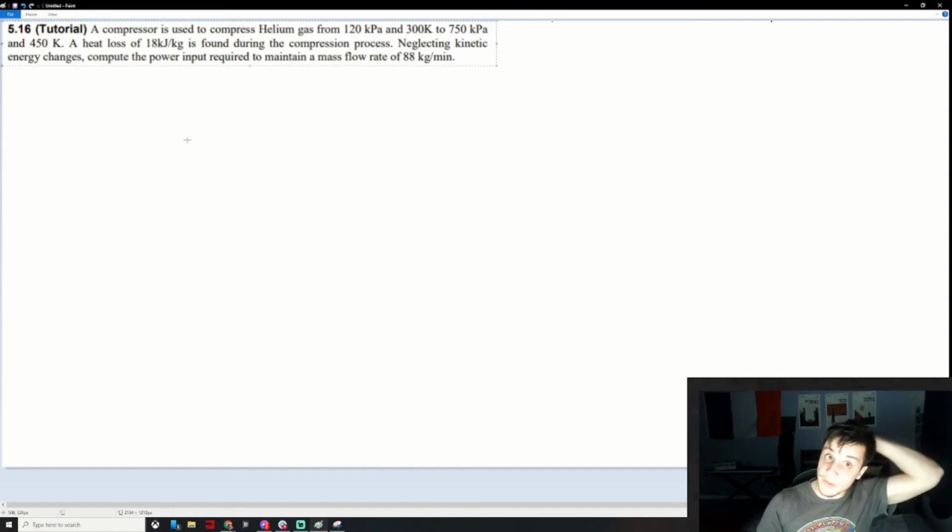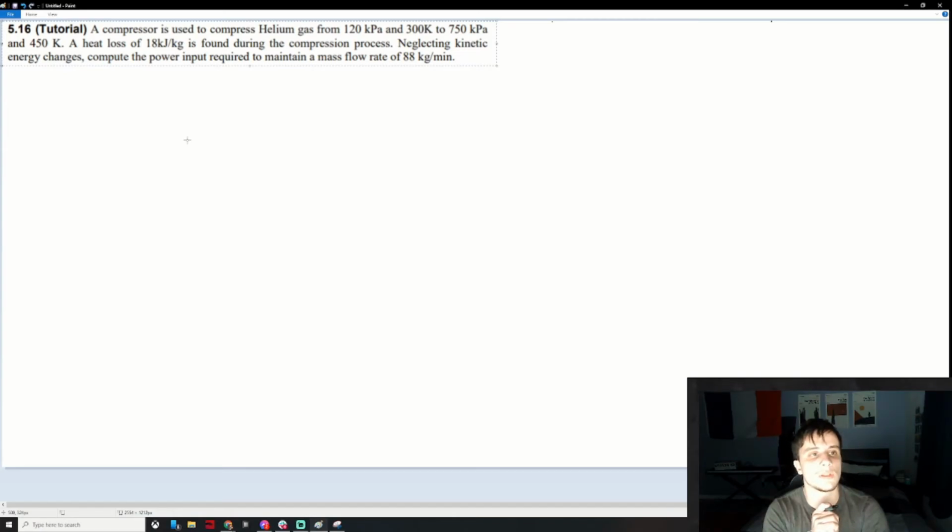Compressor is used to compress helium gas. Probably gonna have to assume ideal gas from 120 kilopascal and 300 Kelvin to 750 kilopascal and 450 Kelvin. Again, I made the mistake with the previous exercise, but when you're considering compressors, if it were, for example, in a piston cylinder device, something is moving because your volume is changing. One of the dimensions in your control volume is changing. Henceforth, you can assume that there's work.